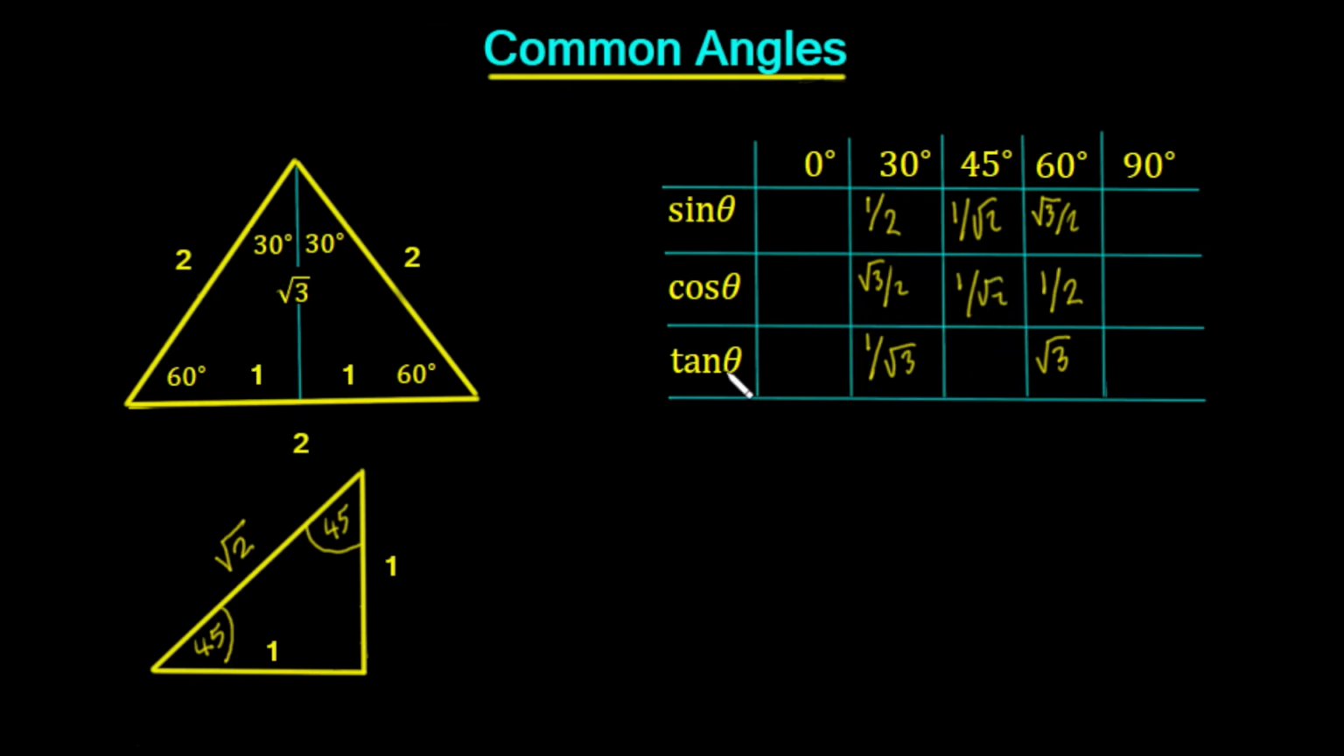Now the tan of 45 degrees is going to be given by the opposite divided by the adjacent. So the length opposite the 45 degrees is 1 and the length adjacent to the 45 degrees is 1. So we're going to have 1 divided by 1, which is a value of 1. So that's us worked out the sine, the cos and the tan for 30, 45 and 60 degrees.